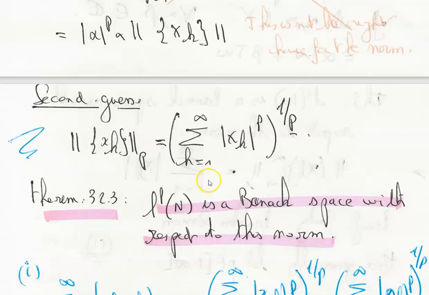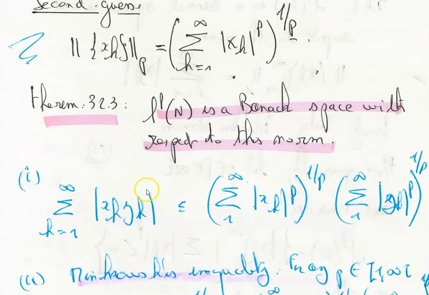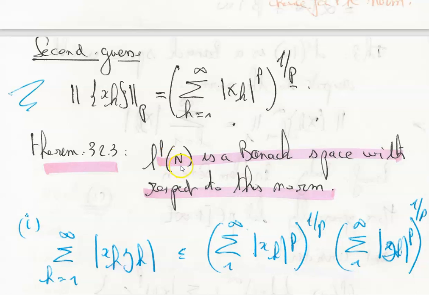The second guess, and this guess is the right one, is to define the p norm of a sequence xk. The index k is a dummy variable, but the important thing is the p norm. p is important there. So the p norm of the sequence xk is defined, and this is the true definition that you have to remember, as the sum from k from 1 to infinity of the modulus of xk to the power p, and all that sum to the power 1 over p. Okay, so there is a theorem there. The theorem is that lp of n is a Banach space with respect to this norm.